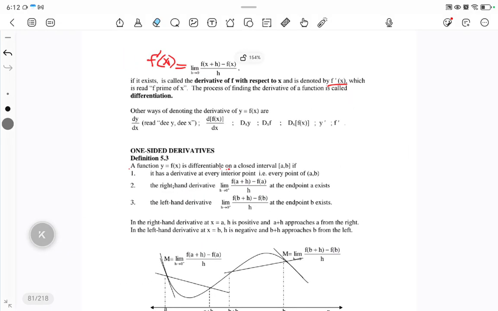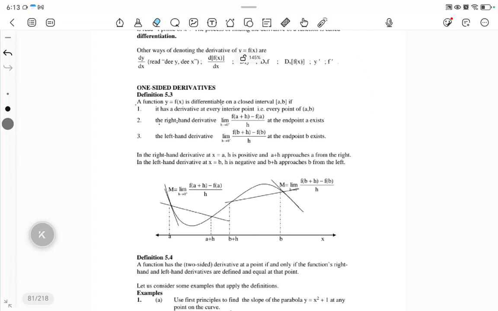So first, we say that it has a derivative at every interior point, or in between a and b, over the open interval. We say that also the right hand derivative at the endpoint a exists. Then the left hand derivative at the endpoint b exists. I think we can go to the examples and then we apply what I'm talking about.